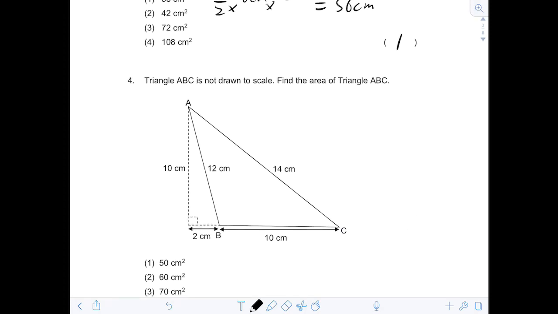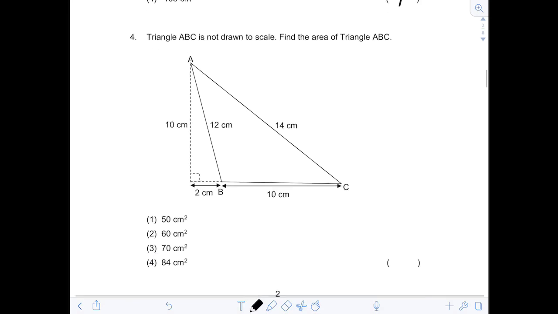Triangle ABC is not drawn to scale. Find the area of triangle ABC. Now, there are two ways to find this. One, you can find triangle AXC, let's make this an X, then you minus off. But the most straightforward way is to straight away find the height. You know that the base is the solid line, so it has to be 10 cm. This is the base.